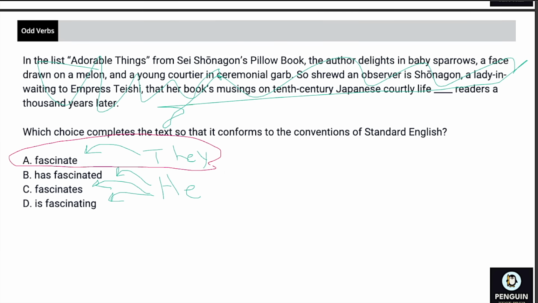And I always get comments asking if this trick always works. I just tested it on every single new question bank question that came out about 3 weeks ago. This is one of them. And yeah, it works on every single one. So for the time being, this trick works on every subject-verb agreement question.